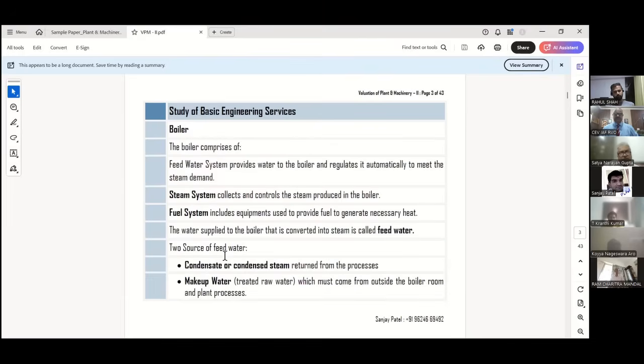So normally in a boiler, if it is a big boiler, you will find three components. One is a steam system, which collects the water and converts water into steam. Fuel systems, from which heat is generated, and by absorption of this heat, your water is converted into gas, or say water is converted into vapor.